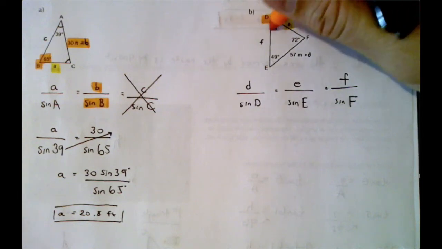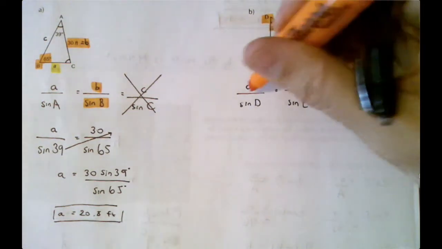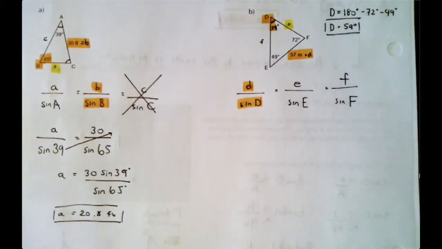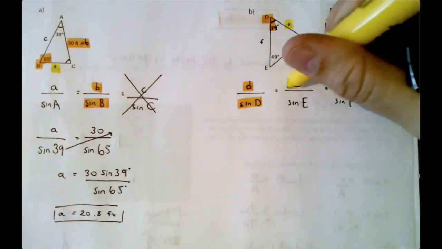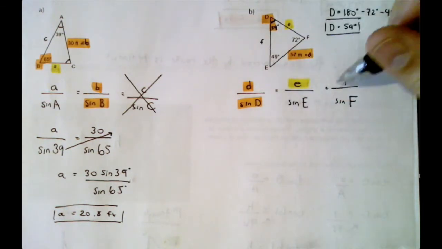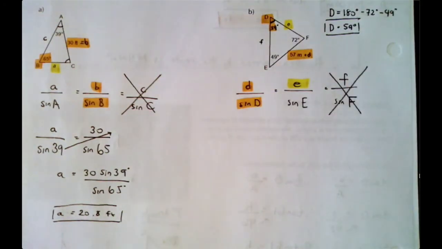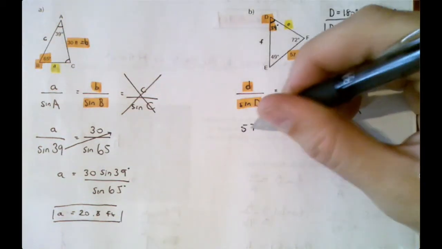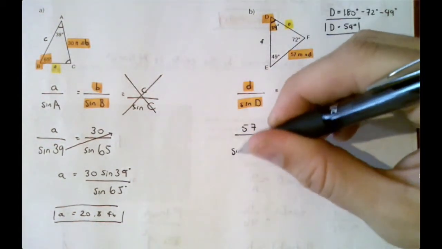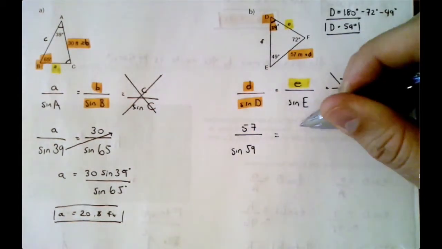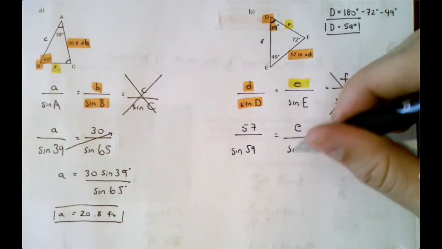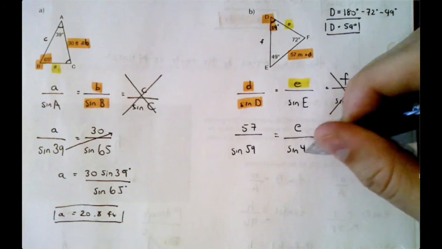Our pair is now we know D and D. So we can use that part of the sine law, and since we're looking for E, we're going to use that part of the sine law. So we do not need the F's. We're just working with D's and E's. All right, let's fill in what we know. Side D is 57. Angle D we just found, 59. Side E we don't know. Angle E, we've got 49.